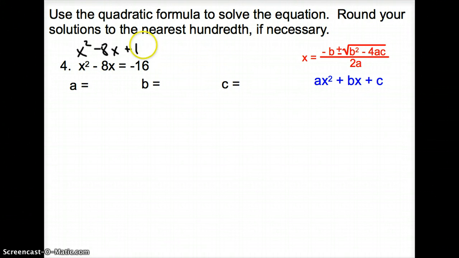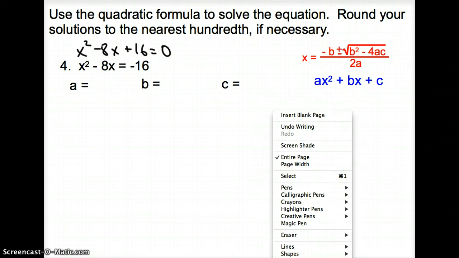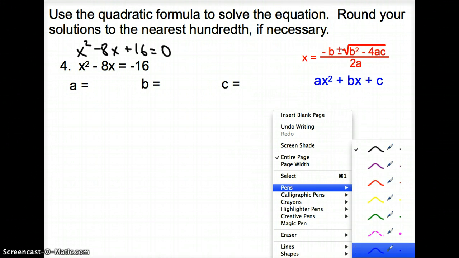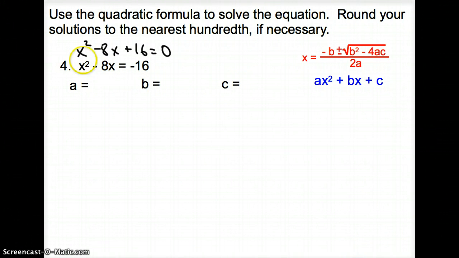So I have x squared minus 8x plus 16 equals 0. And now we are ready to go. My a is in front of my x squared. There is no number, but there is 1x squared, so I know my a is just 1. My b is going to be negative 8, and now in this new equation up top, my c is going to be 16.